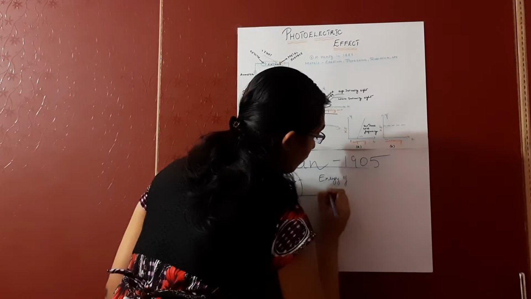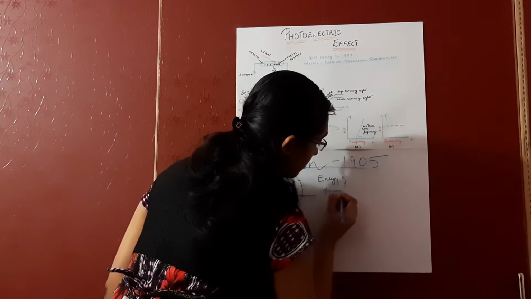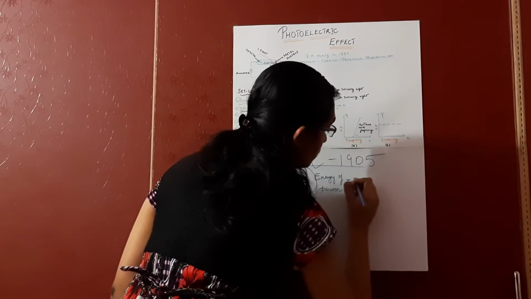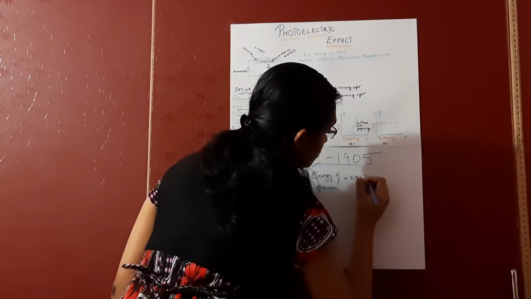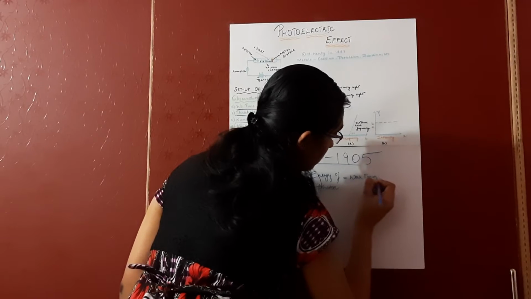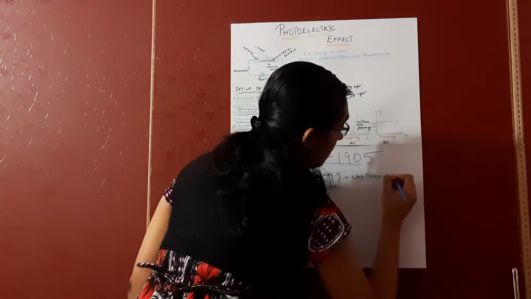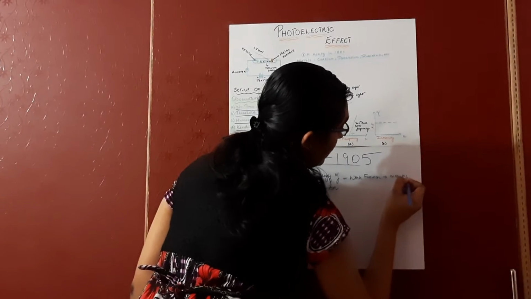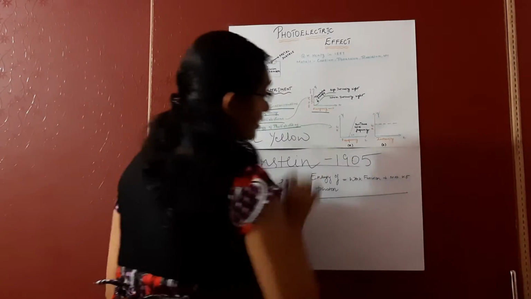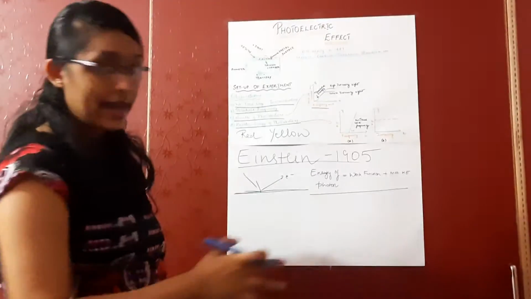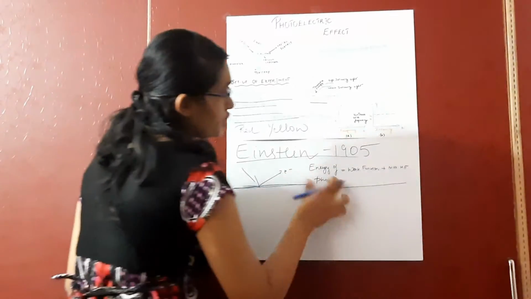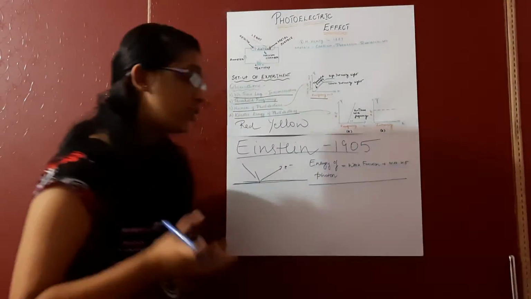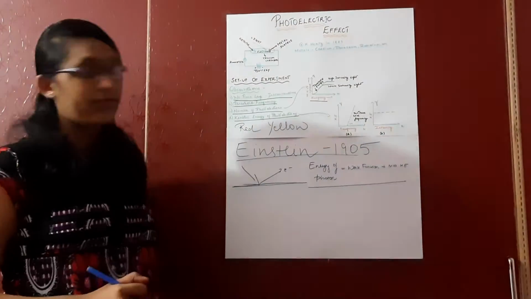energy of photon is equal to work function plus maximum kinetic energy. This formula was mainly based upon Planck's quantum theory. What is the energy of a photon? The energy with which the photon is incident on the surface of a metal.